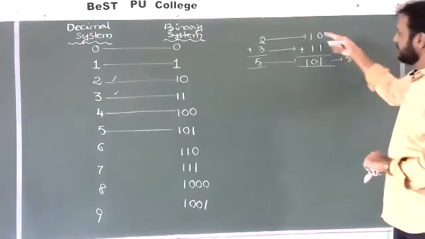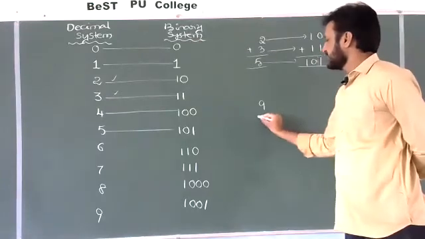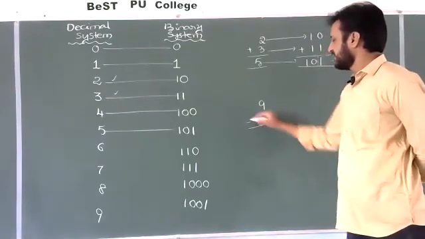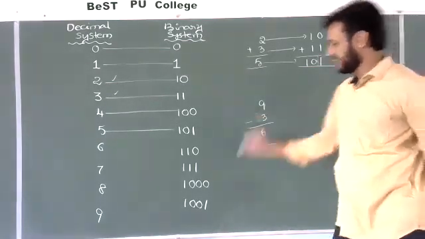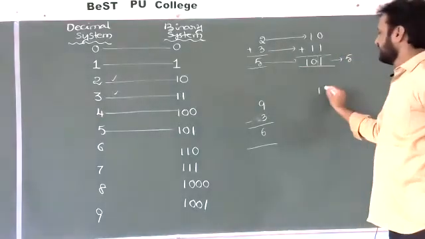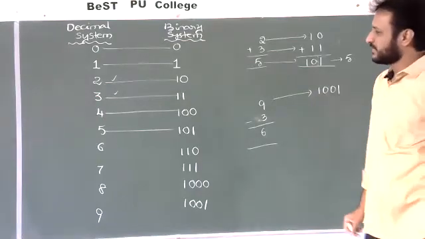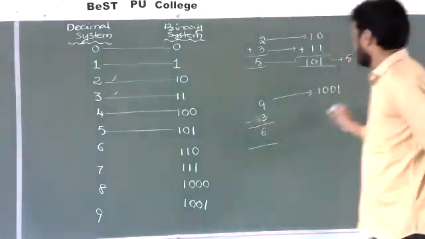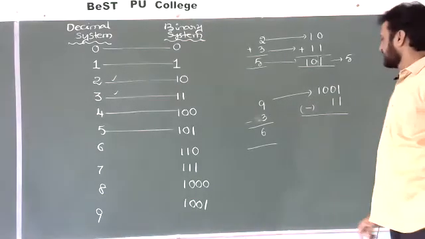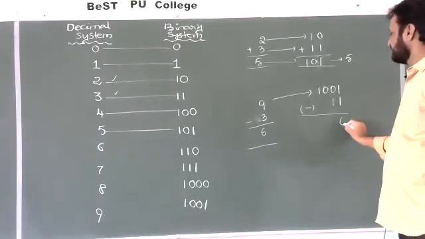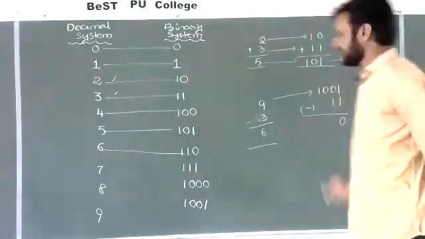So directly, if you know, we can add. Otherwise, the numbers we have to check. For example, 9 minus 3 is equal to 6. Same way here, 9 means what? Check your last number. 1 0 0 1, correct. This will be equal to 9. But 3 means 1 1. So 3 represents 1 1. Then we have to subtract this one. So 1 minus 1 is equal to 0.